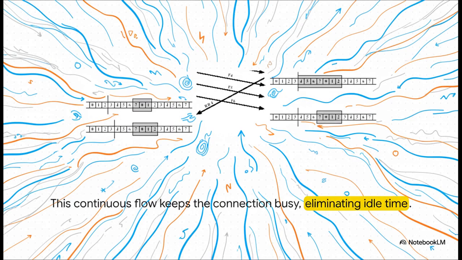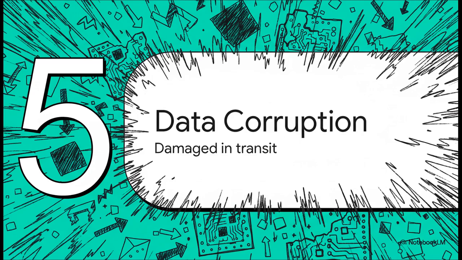And this builds into this beautiful, continuous flow. The sender is always transmitting new frames as the oldest ones get the OK. And the result? A constantly moving stream of data that keeps the connection busy and efficient. That idle time problem? It's completely gone. Okay, we've solved the speed problem.